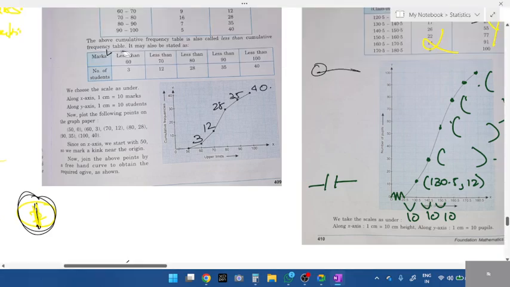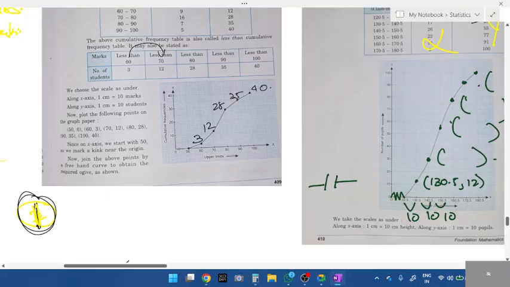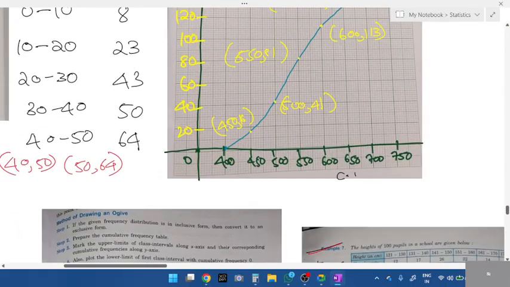I'll tell you the logic here. Remember this: 60 to 70. What is the difference? 10. What is the difference between 70 and 80? 10. 80 to 90 we have 10. So before 60 what should be there, 0 or 50? The difference should be only 10. It should be 50.